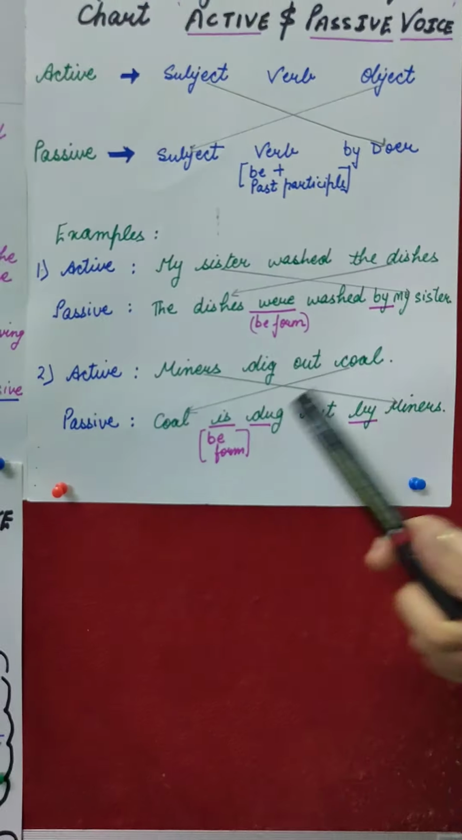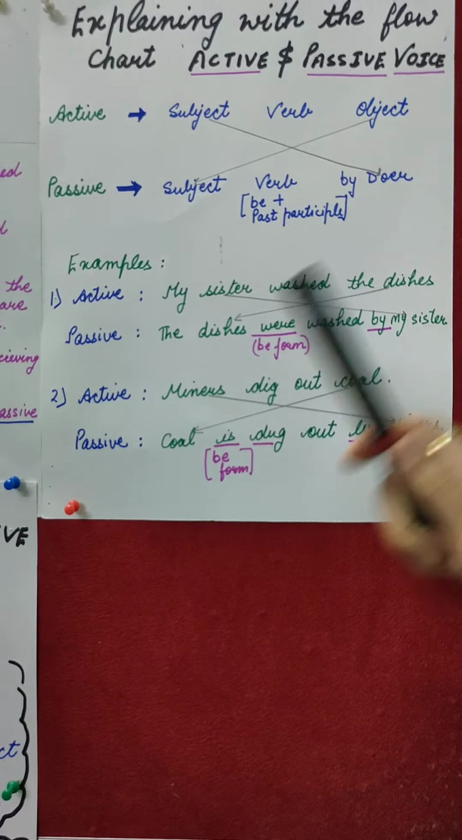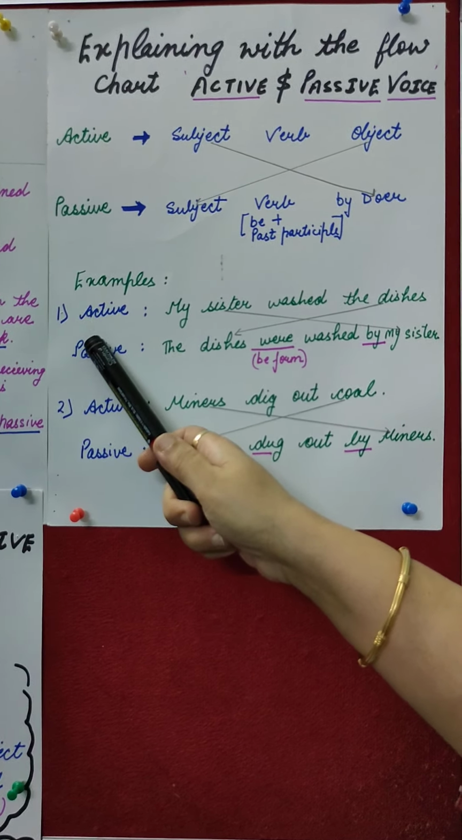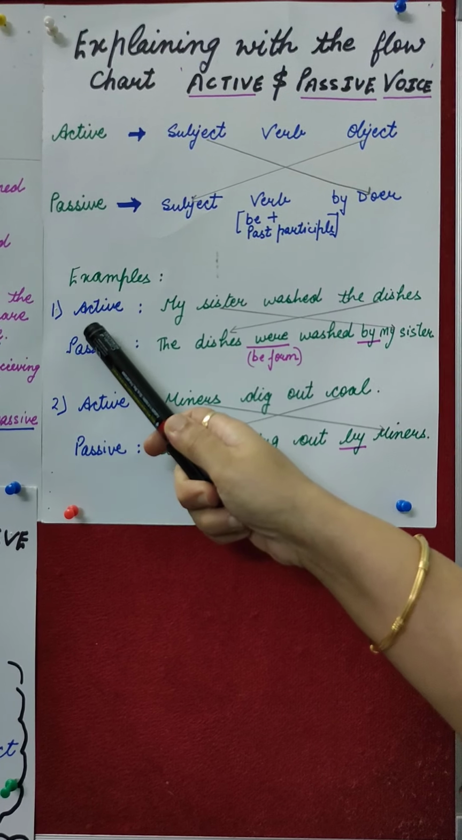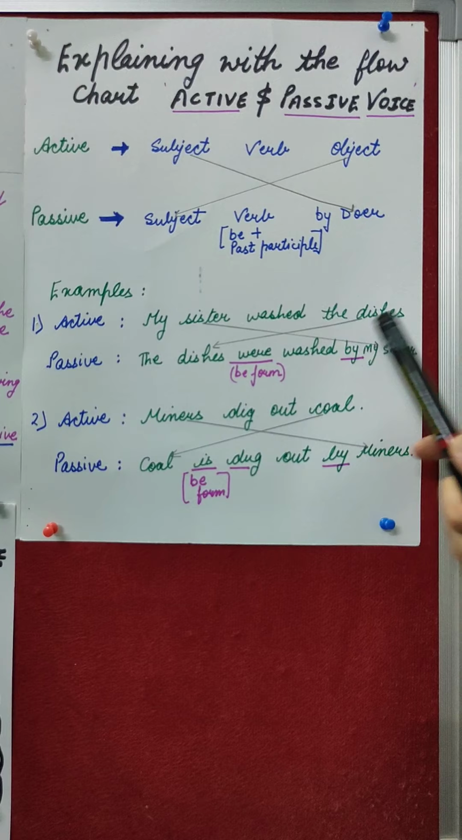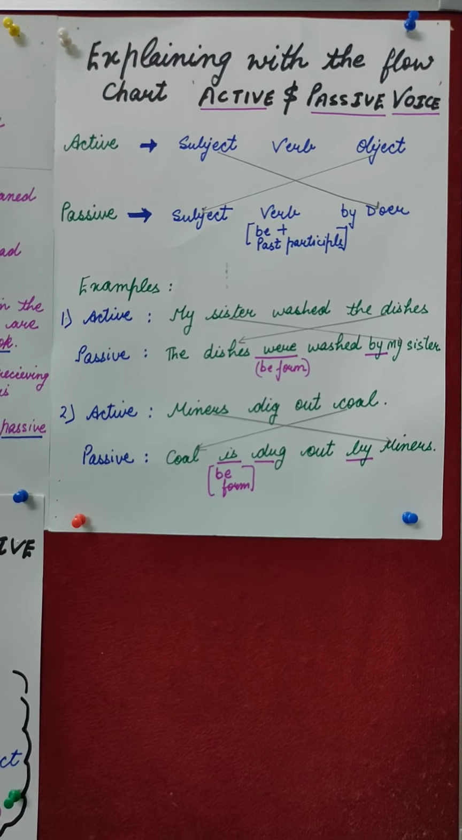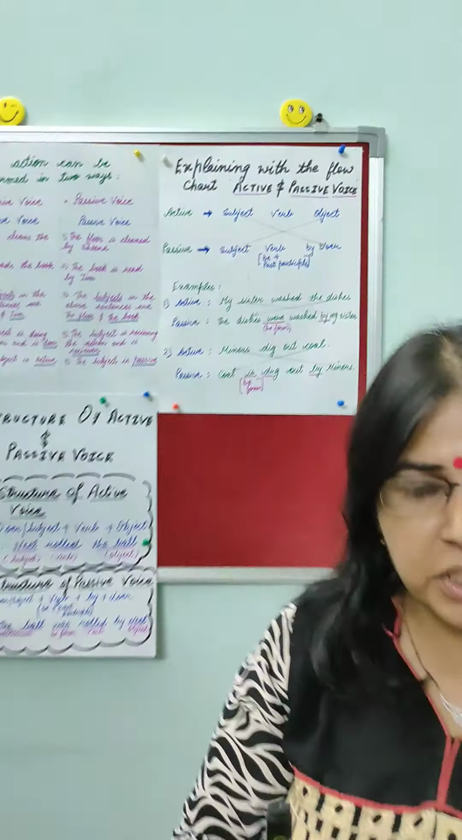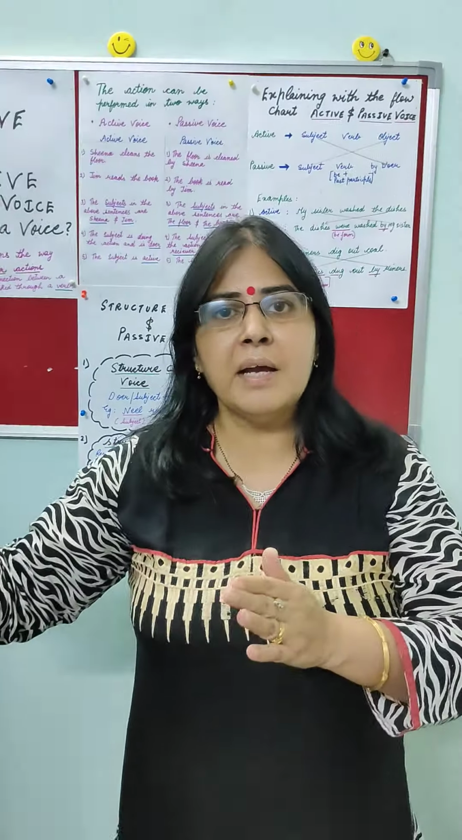I have taken some illustrations here with the same flowchart. For example, the first example is an active sentence. My sister washed the dishes. This is an active sentence. Sister has washed the dishes. Sister is doing the action.